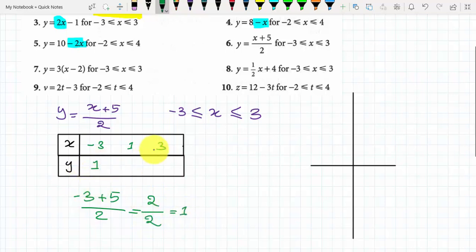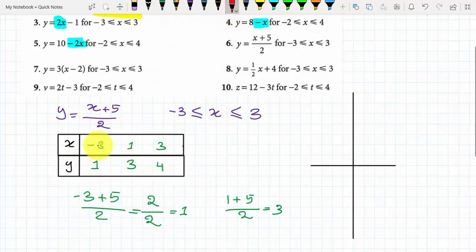-3, 1. If I put 1 in place of x, I'll have something like this: 1 plus 5 is equal to 6 over 2. It's 3. And if I put 3 in place of x, I'll have 3 plus 5 is 8, divided by 2, 4. Now let's plot them.